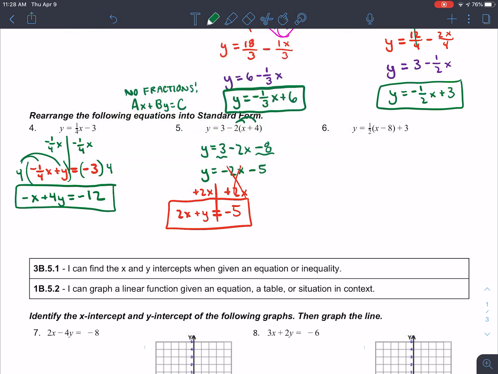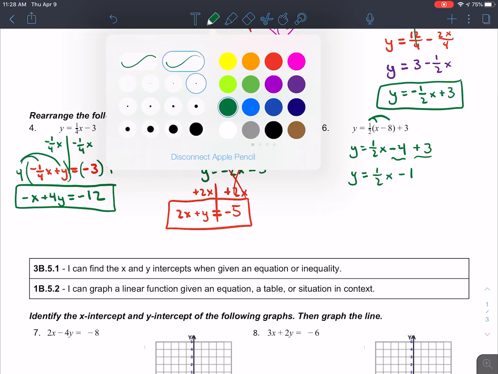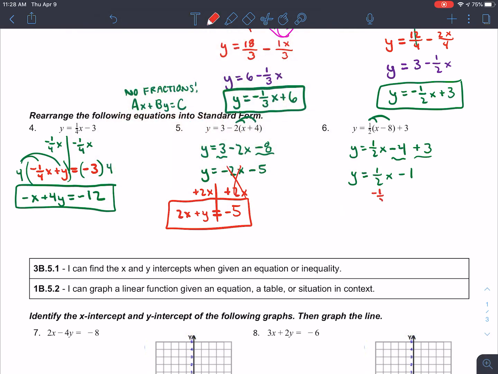Oh, another one that's in point slope form. So again, got to clear out the parentheses. So 1/2 x, and that's minus 4 plus 3. When we combine our like terms, we get y equals 1/2 x minus 1. Now we can move over the x's. So I'm going to subtract half of an x from both sides. Negative 1/2 x plus y equals negative 1.